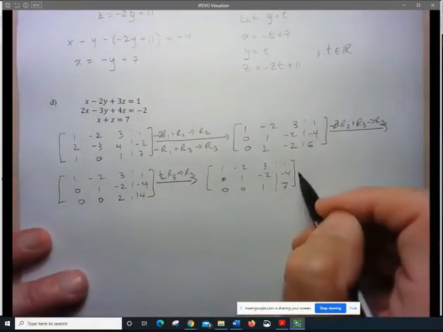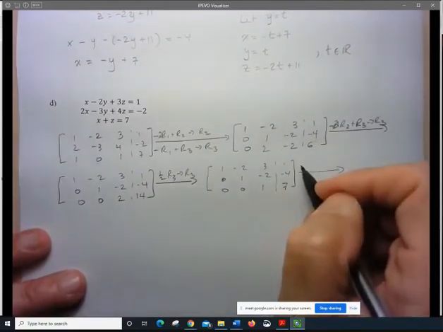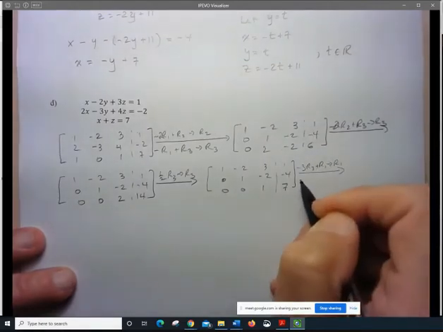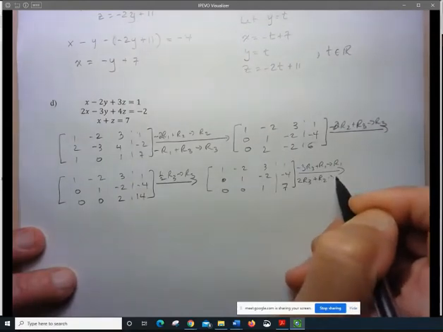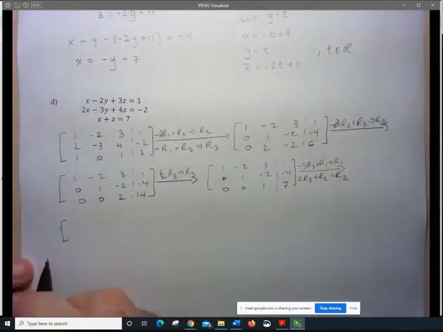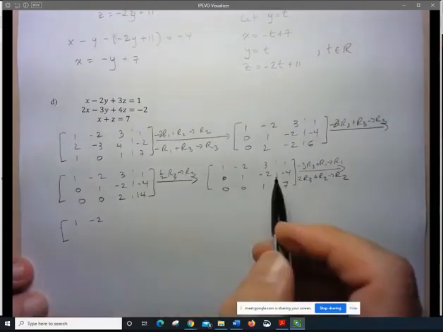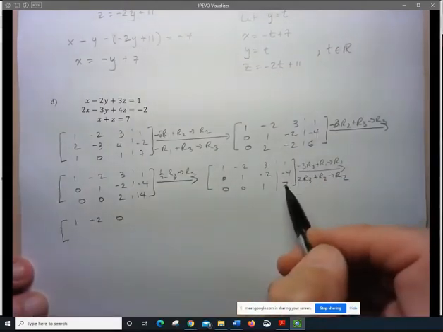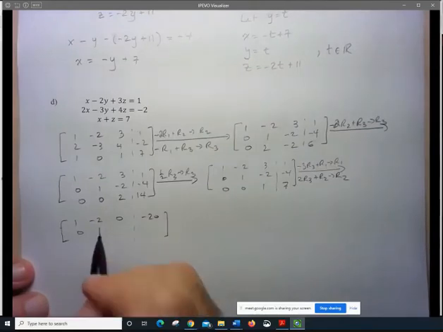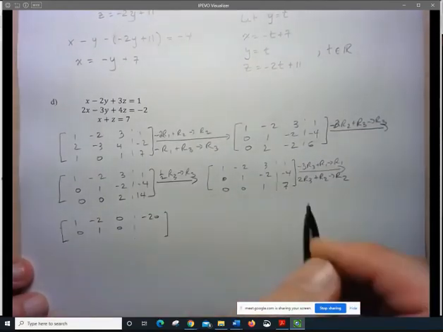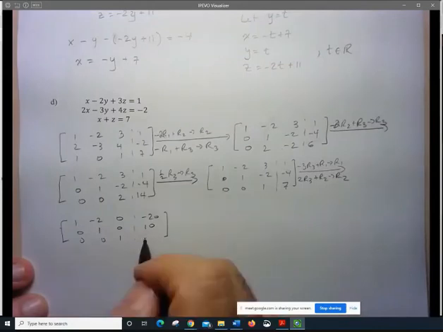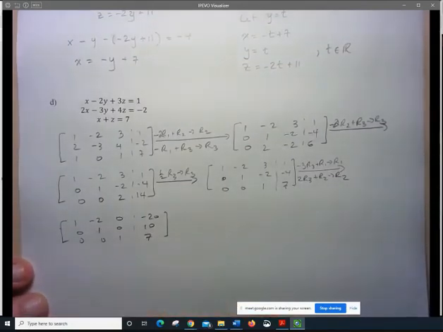Okay, so let's eliminate these two. So what do we have? We have -3R3 plus R1 replaces R1, and then 2R3 plus R2 replaces R2. So I can eliminate those two. Okay, so what do we have? We have 1, -2. Okay, -3 plus 3 is 0. Here we have -21 plus 1 is -20. Okay, 0, 1. Here we've got 2 minus 2 is 0. And here we've got 14 minus 4 is 10. And 0, 0, 1, 7. So there we go. Y is 10. There's another one of our answers.